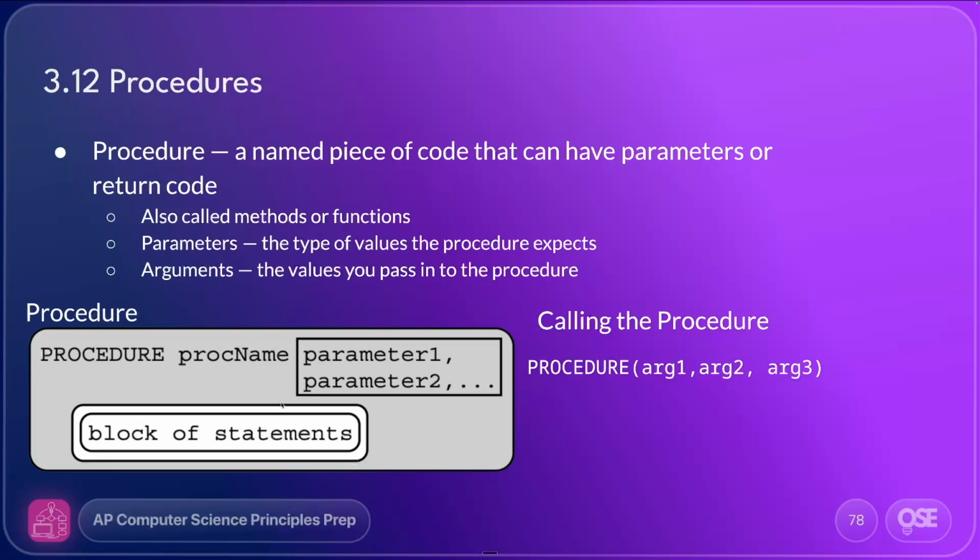Next are procedures. Not the ones in the hospitals, the ones in CSP. A procedure is a named piece of code that can have parameters and return some kind of value, also called methods and or functions. Parameters are the values that the program expects. Arguments are the values that you pass into it. So arguments are not the same thing as parameters. Here's an example of how it might look in College Board code.